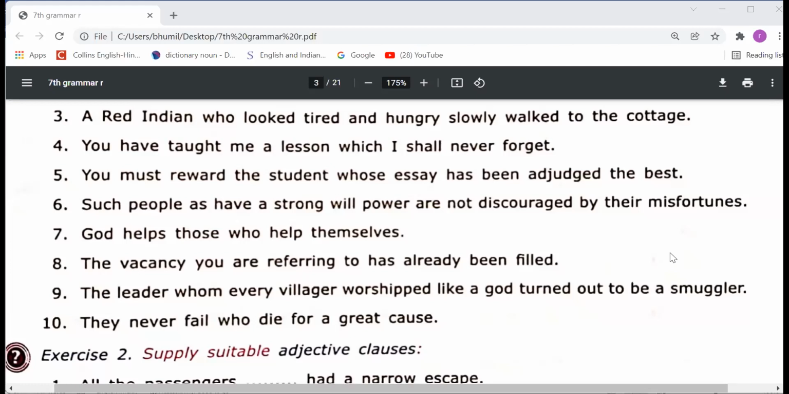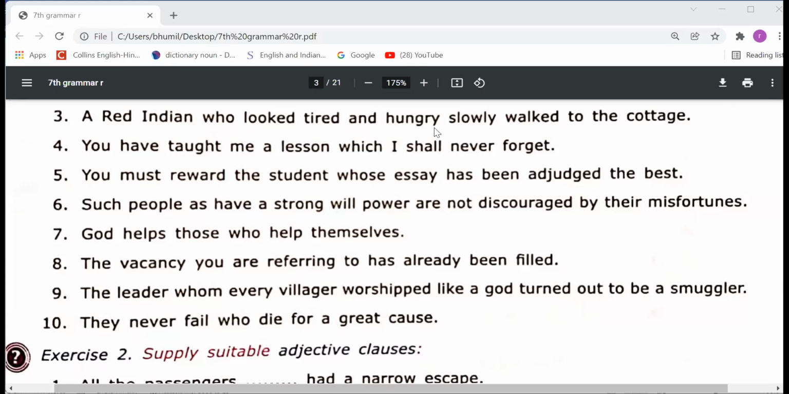So next sentence: they never fail who die for a great cause. They never fail who die for a great cause. Who will let me know about sentence number 10? Let me see that. Rupal, you please tell me.